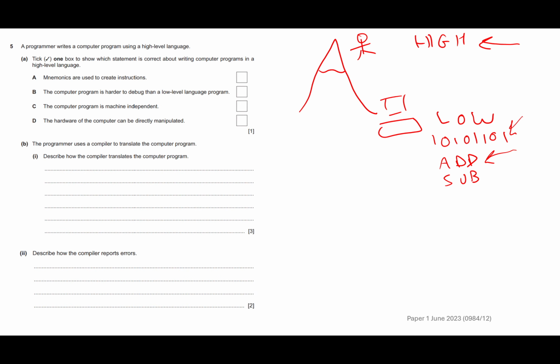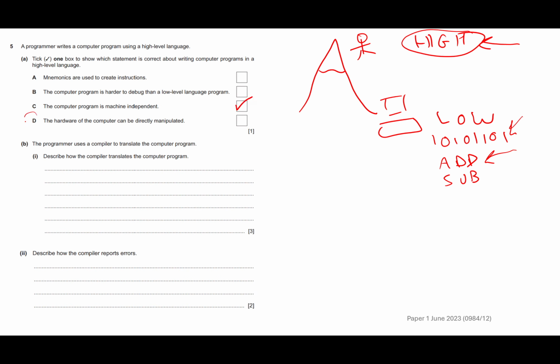C, the computer program is machine independent. So in a high-level language, high-level languages are generally compiled, and they're compiled to run on different machines, different operating systems. So that is a true statement. They can also be translated, and again you would need different translation software for different computers for that to happen. Low-level languages are written to run on a specific type of machine, a specific type of architecture. So that is our correct answer.